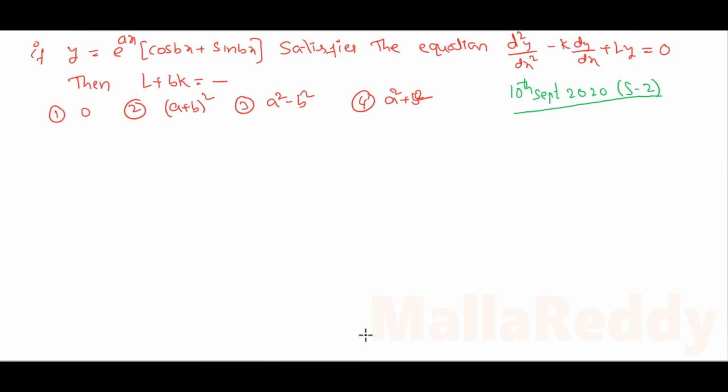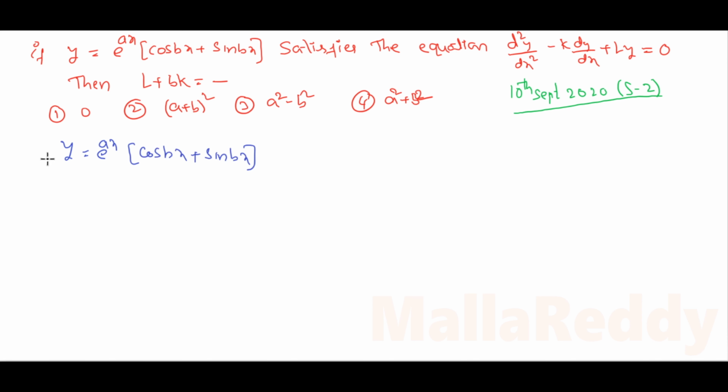If y is equal to e power ax into cos bx plus sin bx satisfies the equation d square y by dx square minus k into dy by dx plus ly is equal to 0, then the value of L plus bk is equal to dash. Here it is given y is equal to e to the power of ax into cos bx plus sin bx.